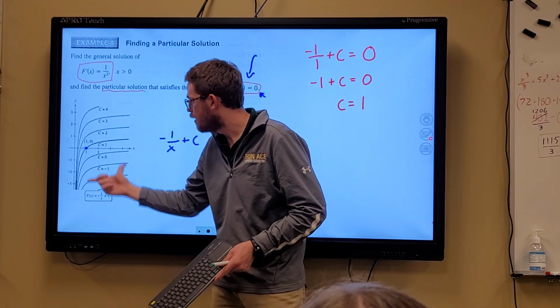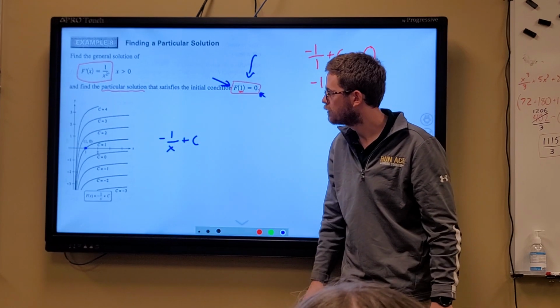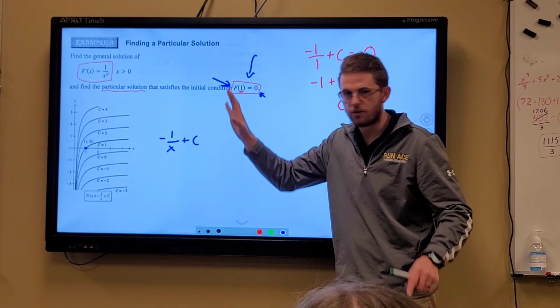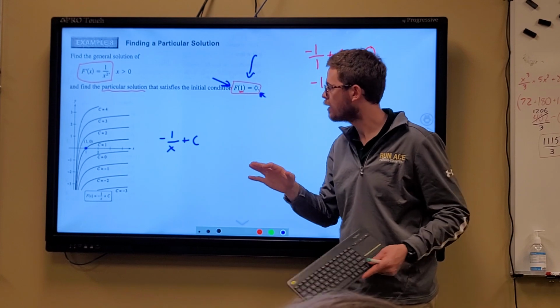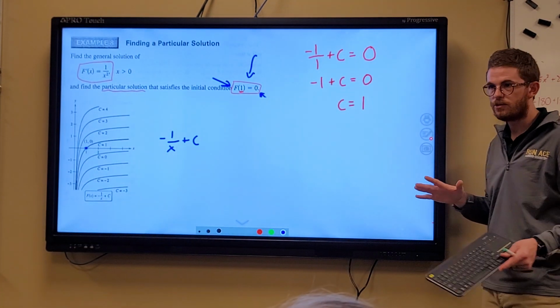And depending on the c value, it would just be raised or lowered based on that, which kind of illustrates what's going on a little bit. All right, I'm gonna let you try some. Any thoughts, questions?